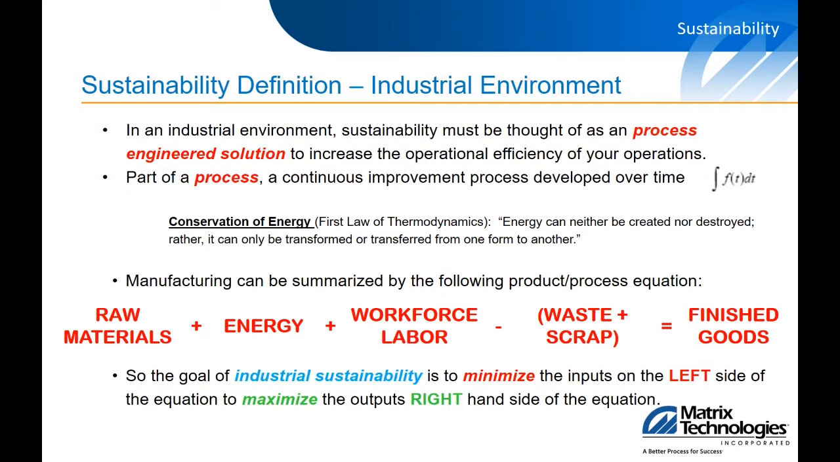So I like to use what I call the product process equation, and it's where you guys are taking some raw material, you're doing something to it, you're doing some work to it through energy. It's taking labor to do that. You separate out the scrap or the waste at the end, and at the end, your widgets go out the door as finished goods. So the goal of industrial sustainability is obviously to minimize the inputs on the left-hand side of this equation and to maximize the outputs on the right-hand side of the equation. And that in itself is the definition of industrial sustainability.